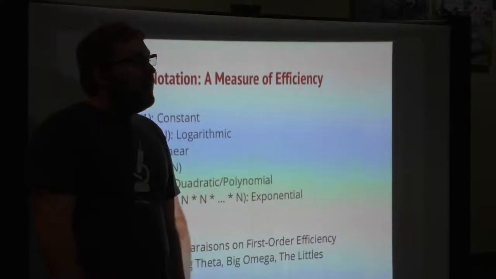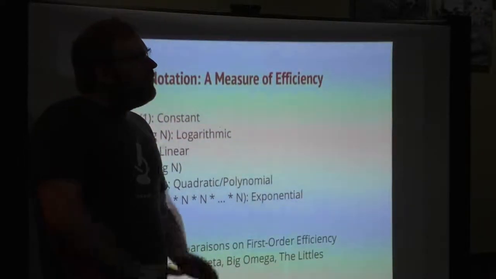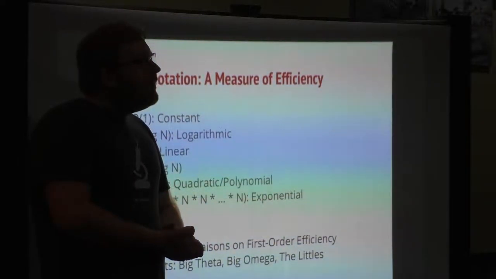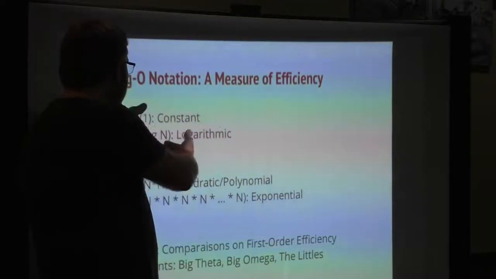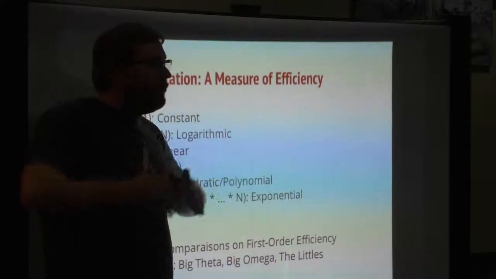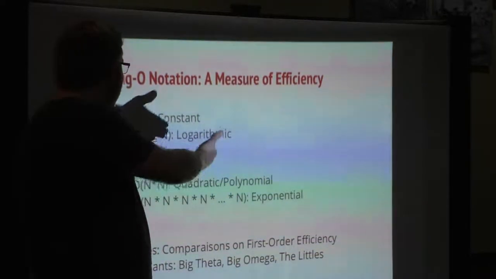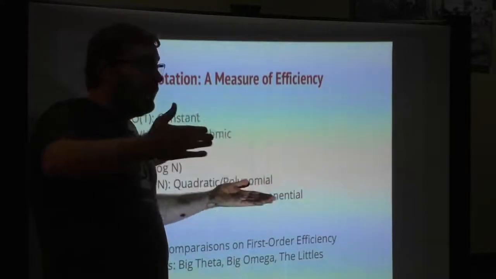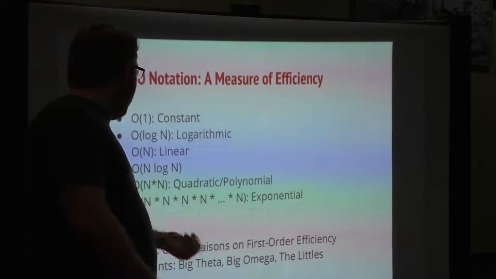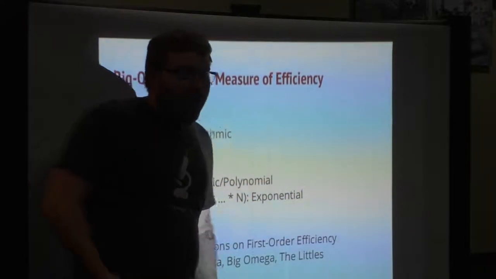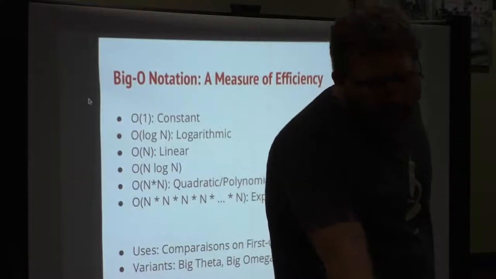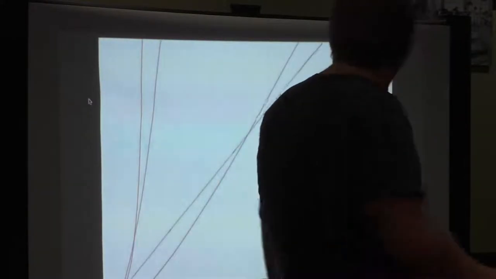Big O notation is telling you, in terms of time, how long does it take? Is it constant with the number of data items in your data structure? Is it logarithmic? Does it grow linearly, quadratically, exponentially? So that's the scary part. This is the easy part.